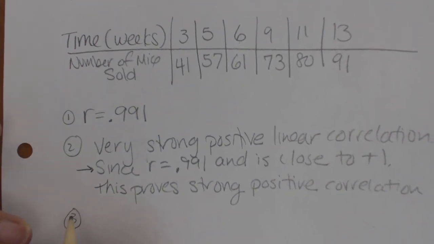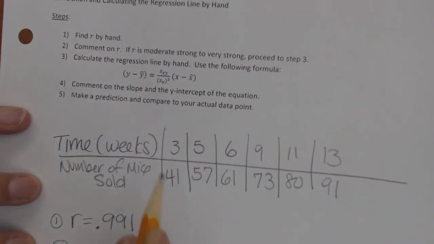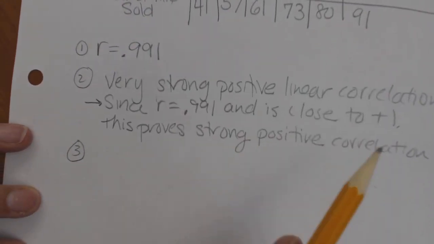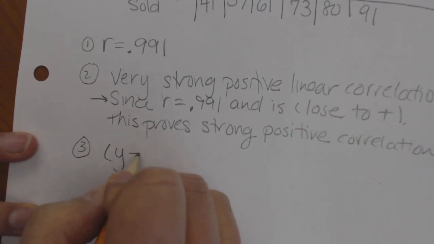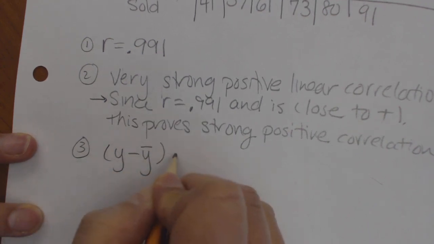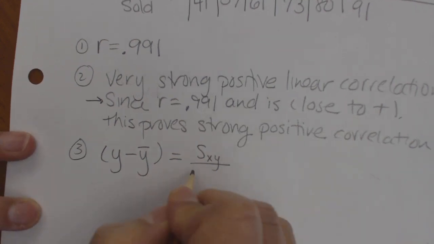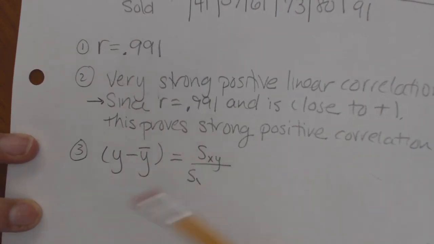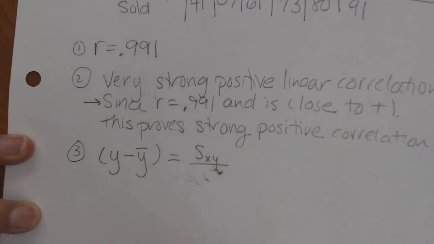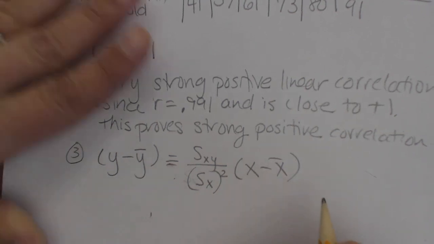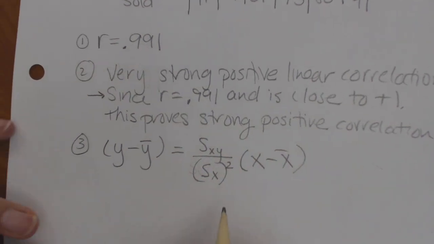Okay, so we are on number 3. Number 3 says to use this formula to calculate the least squares regression line. So our formula is y minus y bar equals s sub xy, we have that from the correlation sheet, all divided by the standard deviation of x squared times x minus x bar. So let's find these numbers and substitute them in.